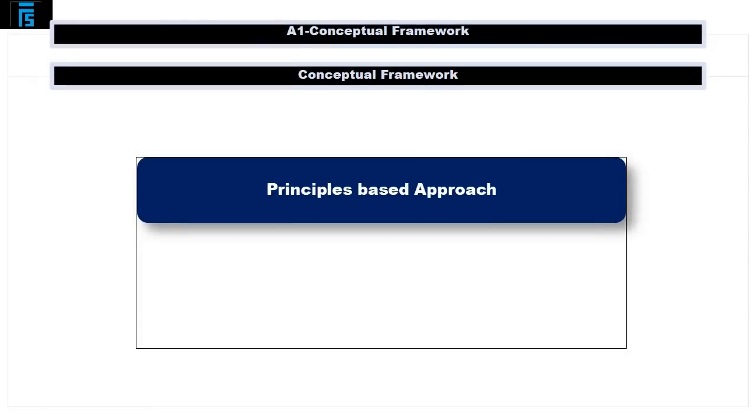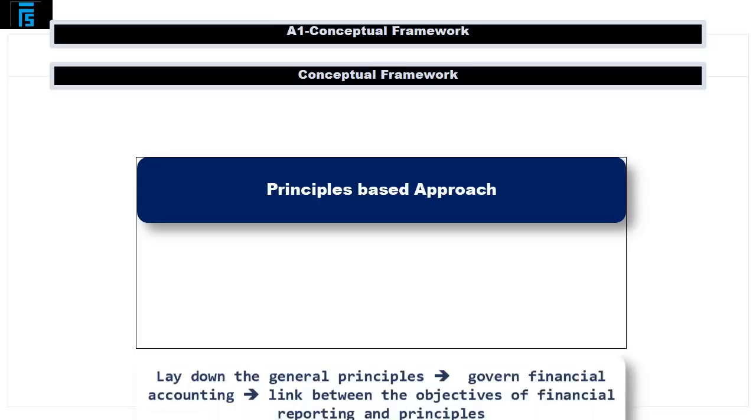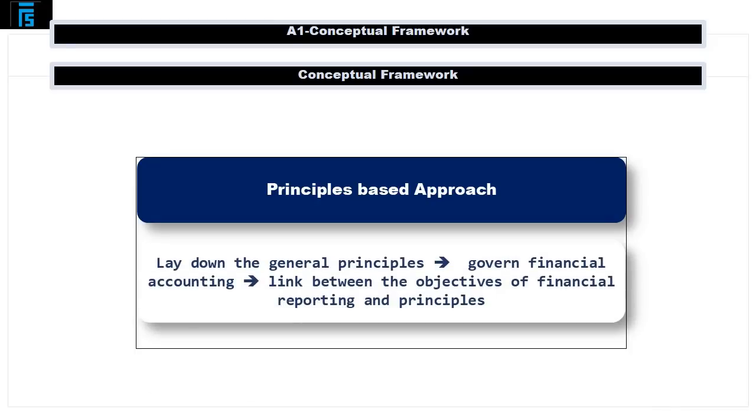Under the principles-based approach, the goal is to lay down the general principles that should universally govern financial accounting, making a link between the objectives of financial reporting and those general principles. A good understanding of the ultimate objective of financial reporting, which is to provide meaningful and reliable financial information, guides preparers of accounting standards, financial reporters, and all users of accounting information in the design and interpretation of particular standards.